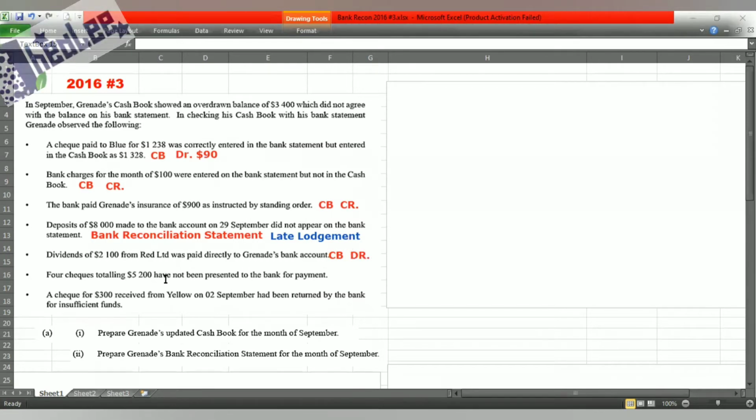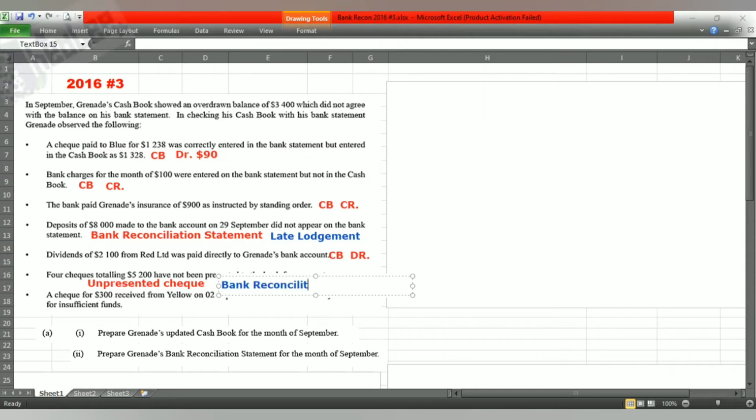4 checks totaling 5,200 have not been presented to the bank for payment. So because it's stated that the checks were not presented to the bank, it's very clear that that is an unpresented check. And this unpresented check will be used to prepare the bank reconciliation statements. I'm going to make a note of that as well. Remember, when you're going through your question, you need to ensure that you analyze the question effectively before you respond.